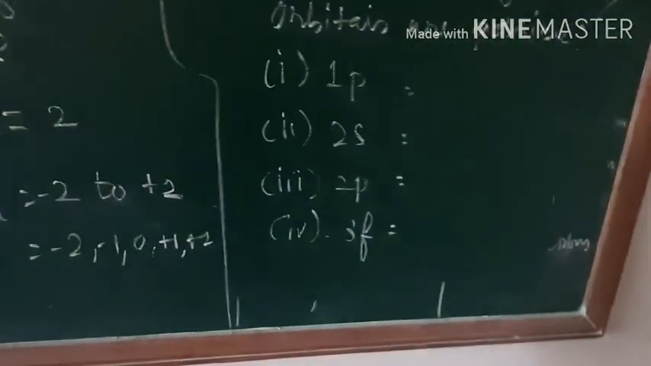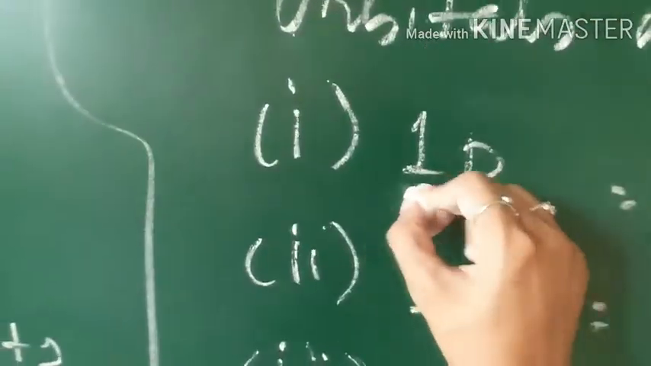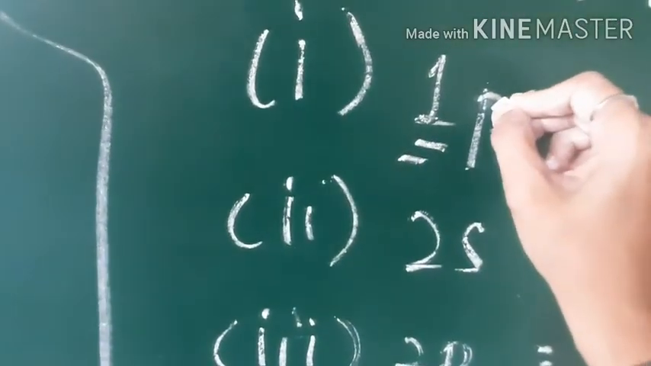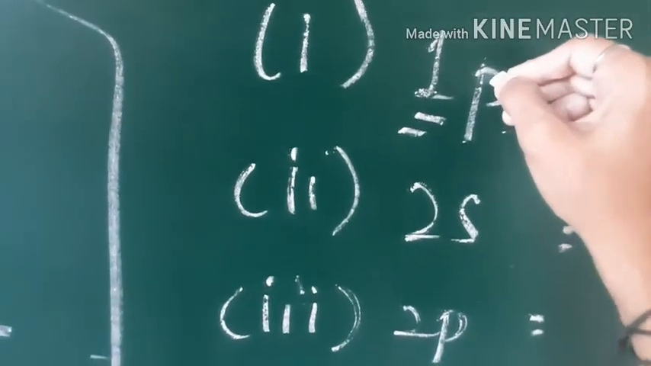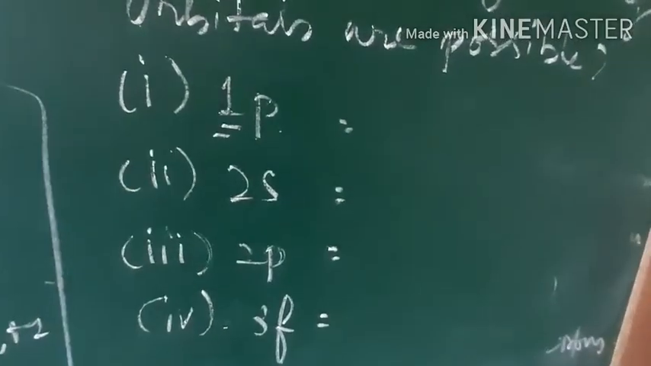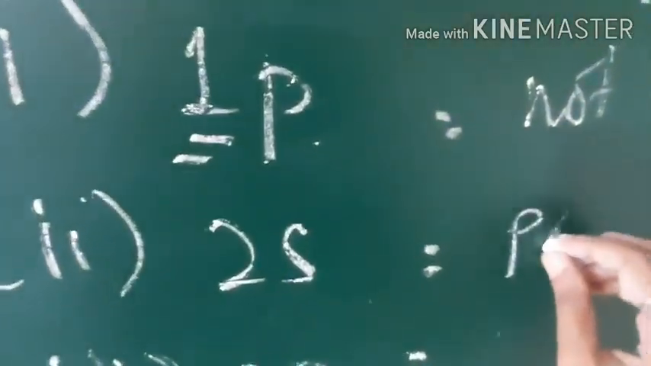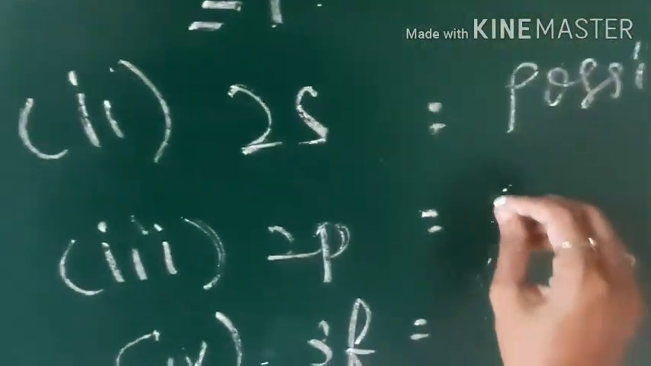Now the last one is very important. Which one is not possible? 1p. Because p starts with n equal to 2, and 1 we don't have. Whenever the notation is given over here, p is noted by n equal to 2. So here 1p is not possible. We can write 2s, yes, this is a possible orbital. 2p is also a possible orbital.